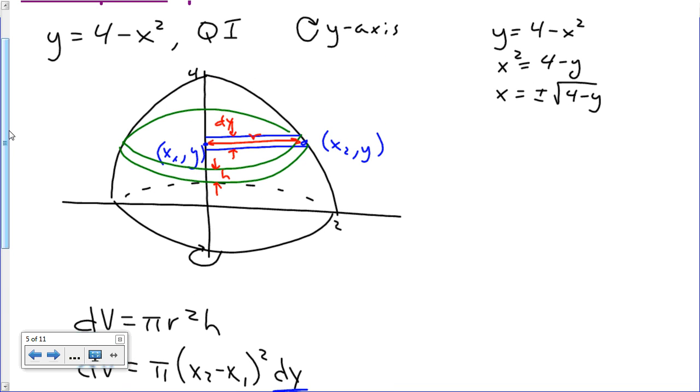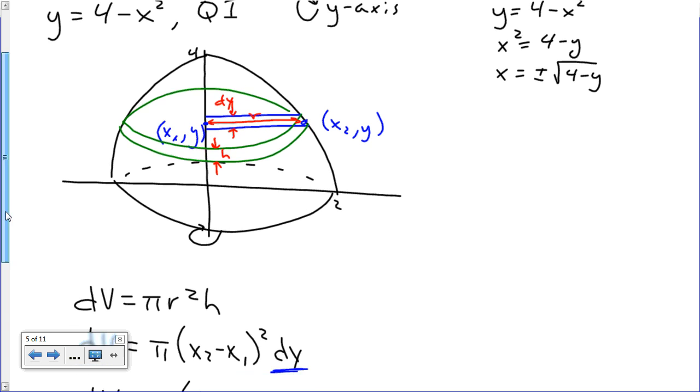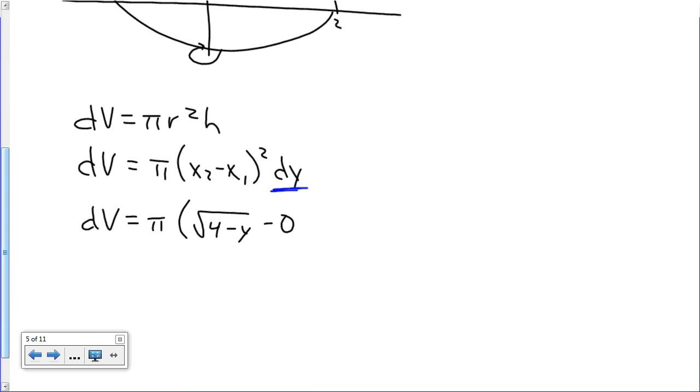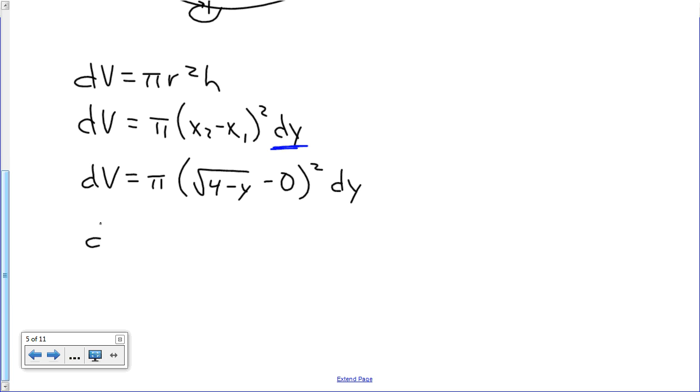And then take a look at x1 now. x1 is on the y-axis. That's where x is equal to 0. So x1 is 0. And of course, it's that quantity squared. It's the radius squared times our differential of y. And again, let's just simplify this a little bit. Actually, it turns out pretty nice there because you're taking that square root and squaring it. So it's actually just 4 minus y dy.